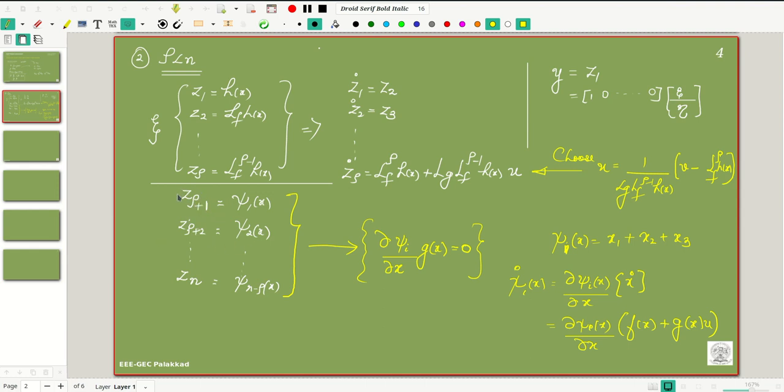Okay, so let me call these variables eta. The dynamics of these variables represents the internal dynamics of the system. This much represents the internal dynamics of the system. I will come to that.